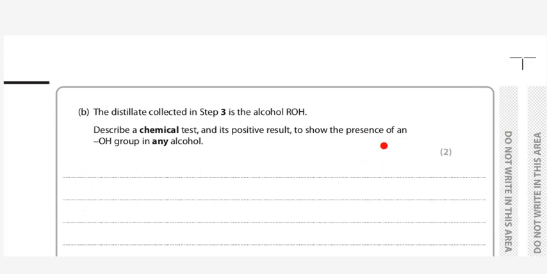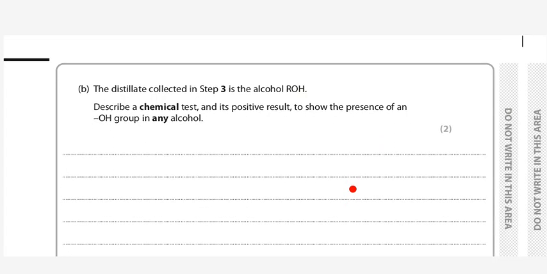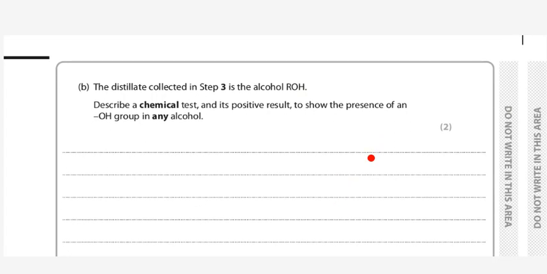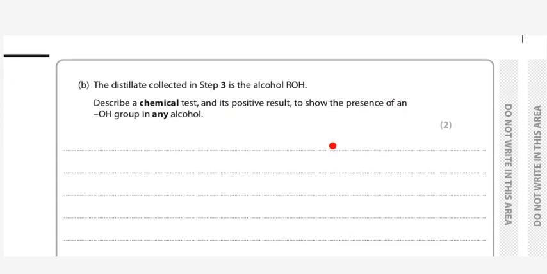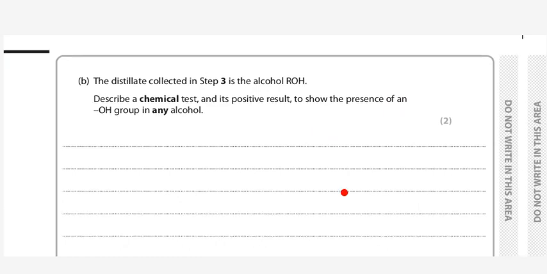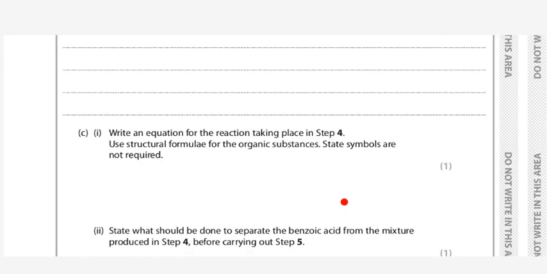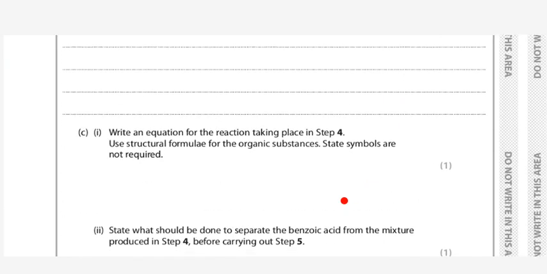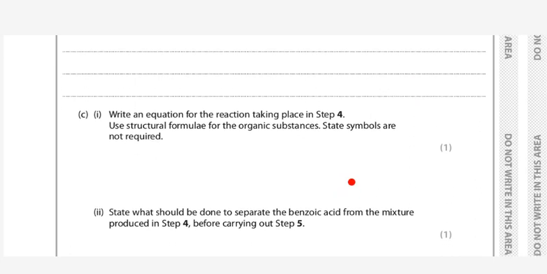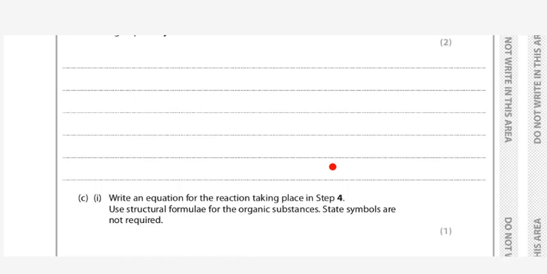The distillate collected in step 3 is alcohol ROH. Describe a chemical test and its positive result to show the presence of an OH group in any alcohol. You know the test: add PCl5, white steamy fumes. Write an equation for the reaction taking place in step 4 with structural formulae for organic substances. State symbols are not required.